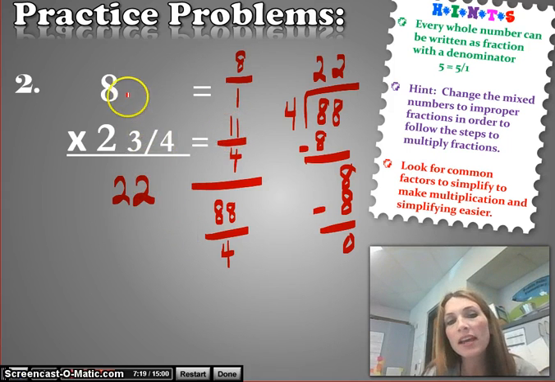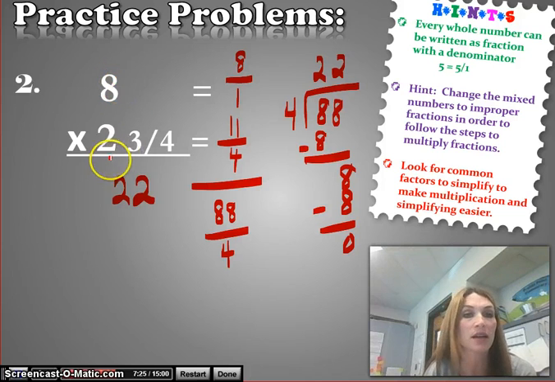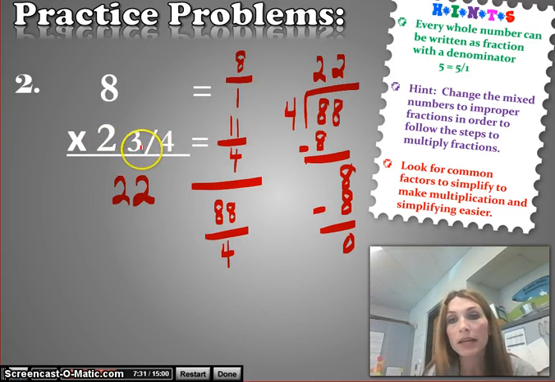And if we look back at our estimating to help us understand, you might say, oh, my estimate might have been off if you just looked at 8 times 2. You might have thought your answer should be somewhere around 16. But remember, 2 3/4 is very close to 3. So if I was going to estimate this before I worked it, I would have estimated it as 8 times 3, which would have been 24. And I would have known that was a little bit of an overestimate, so 22 would have made sense.